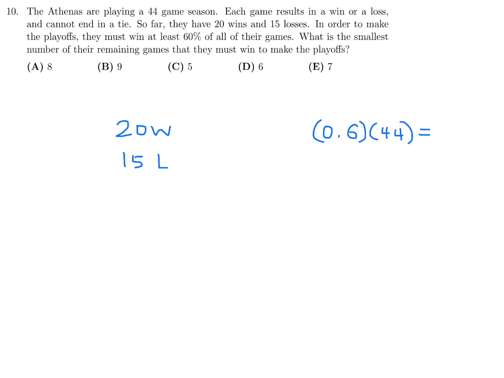And that is 26.4. Well, you can't have 26.4 games, so they're going to have to win at least 27 games, right? So that means they have to win 7 more games, right? Because they already won 20. They have to win at least 27 to make the playoffs, which would mean 60%. So that's it. Number 10, therefore, 7 more games they must win, and that means the answer is E.